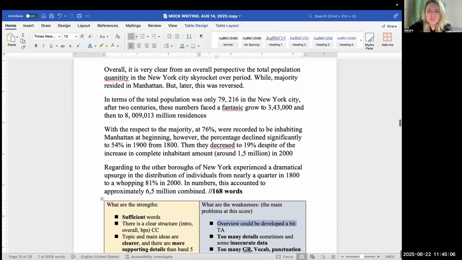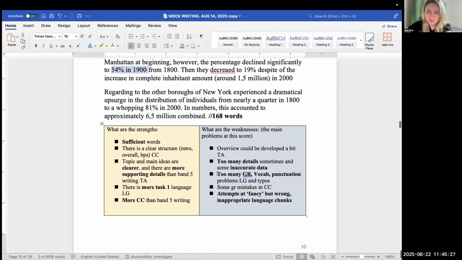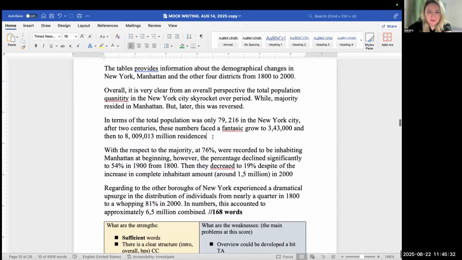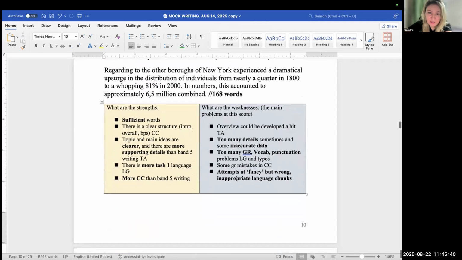Oh yeah, all right, let's check that. Probably a wrong writing of the numbers, first of all. That's going to be part of the grammar. And wrong numbers. So you notice more errors in numbers, just too many numbers sometimes. Okay, what else? Too many grammar, language, punctuation problems, typos. You see, punctuation is missing here and here, for example. That will be part of the mistake for sure. Punctuation matters. Attempts at fancy but wrong, inappropriate language chunks.